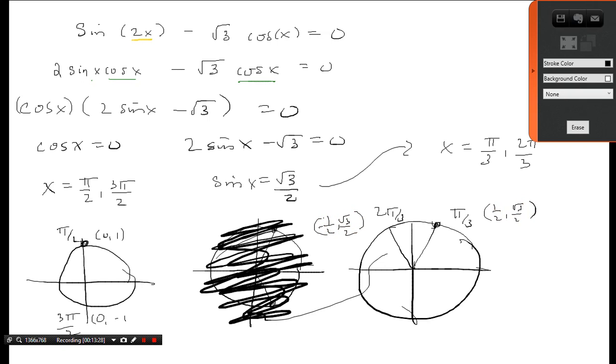All right. That's all there is to it, guys. Get it to the same angle, then get it to the same trig function, and then finally finish it off by factoring it, and then think about your unit circle.